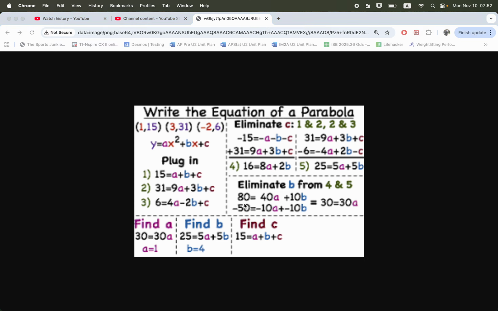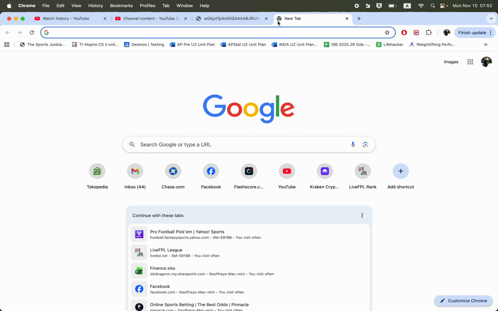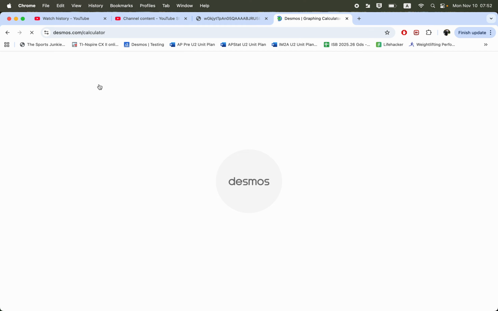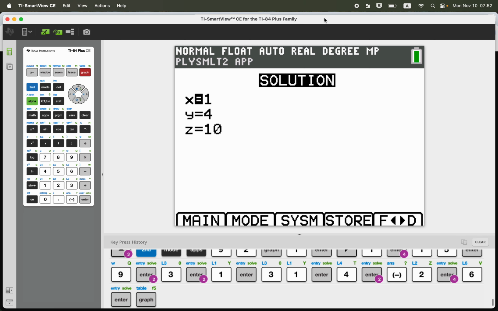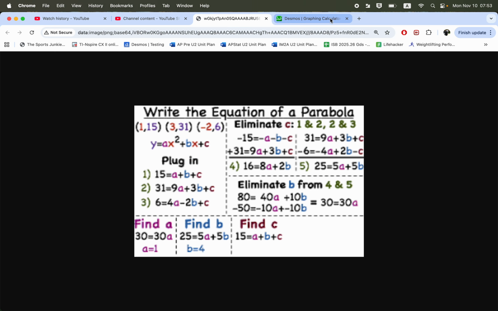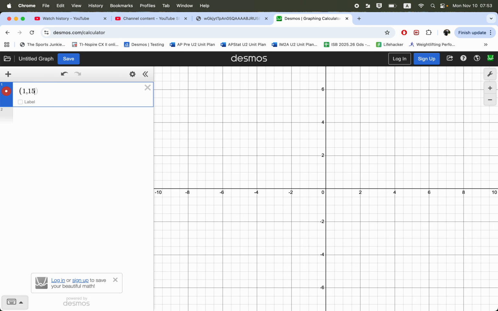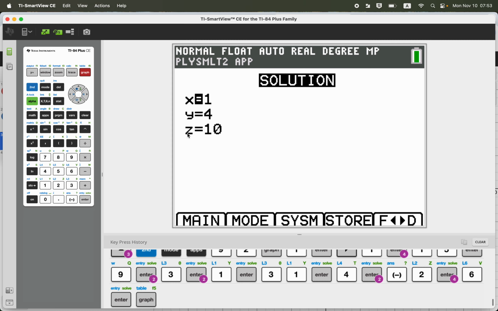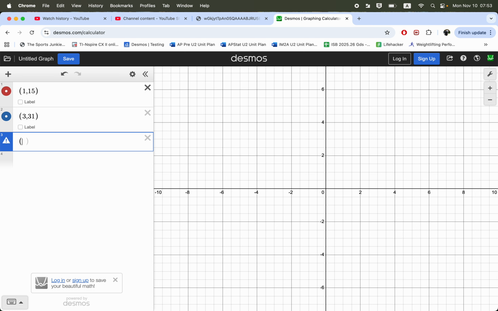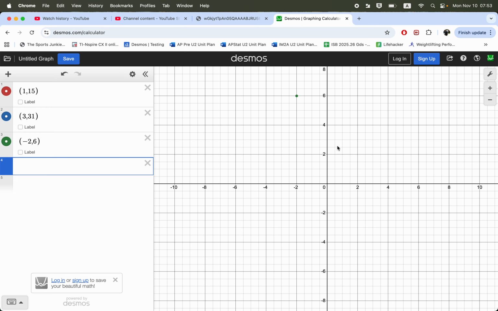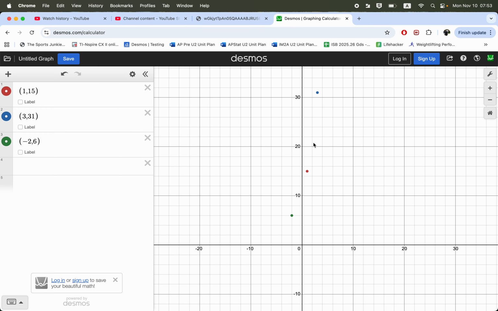And just to see that that works, let's graph this on Desmos real quick. So I'm going to take the original points, 1, 15, 3, 31. Okay, sorry guys, let me get this in. So 1, 15 was the first, 3, 31 was a second, and then the third point was -2, 6. So I'm actually going to do this a different way. I'm going to do this with regression. So -2, 6. Okay, let me just zoom out so we can see these points.